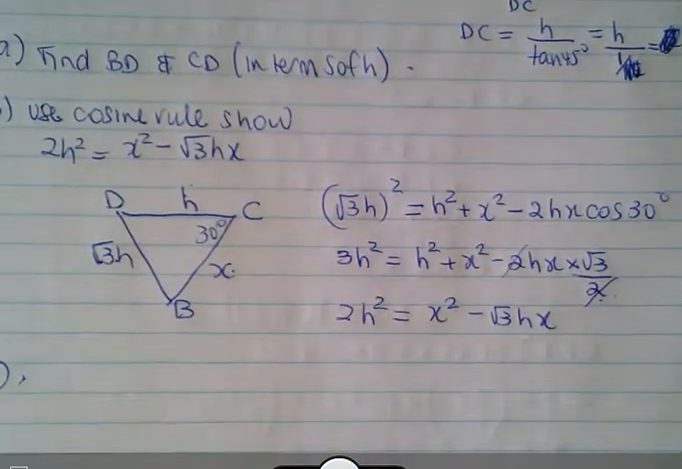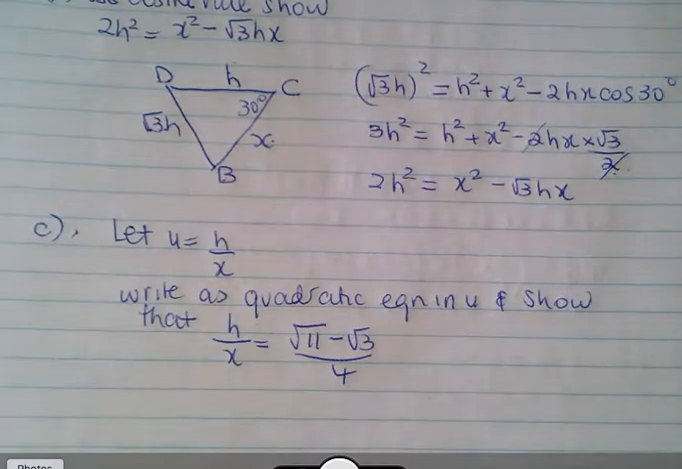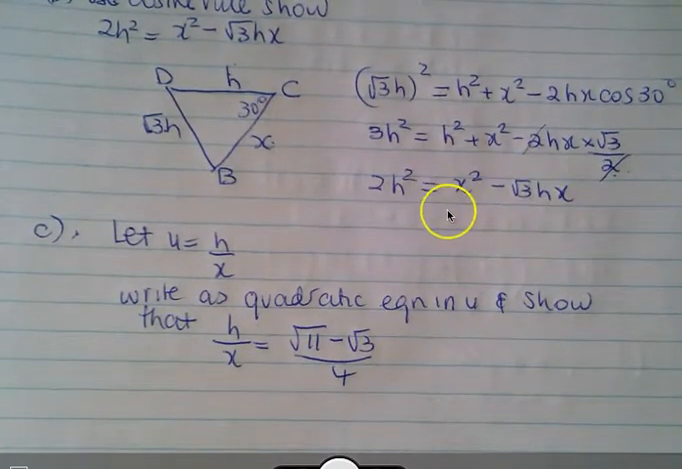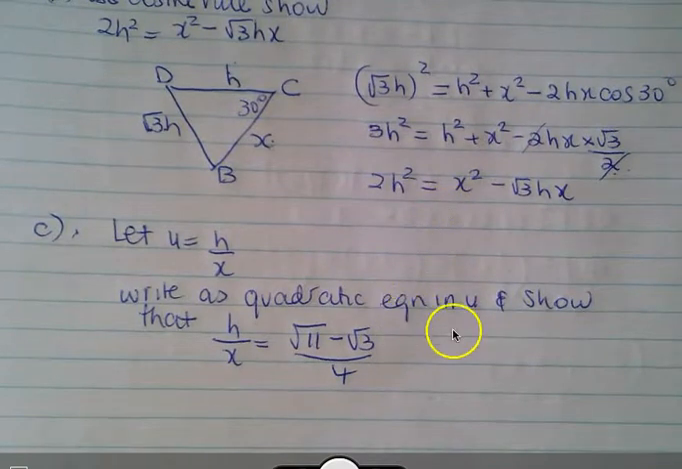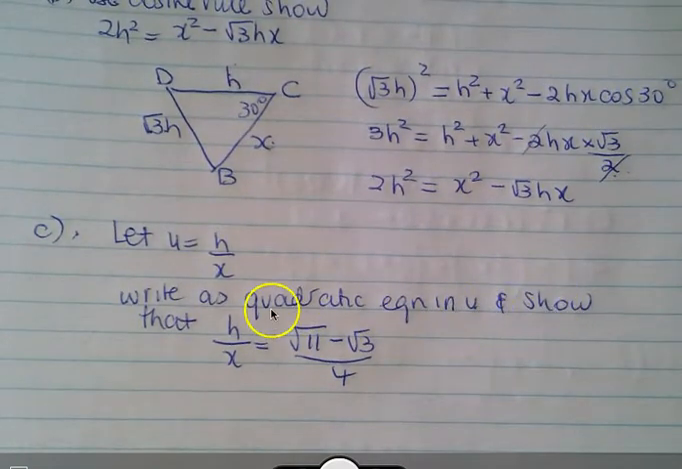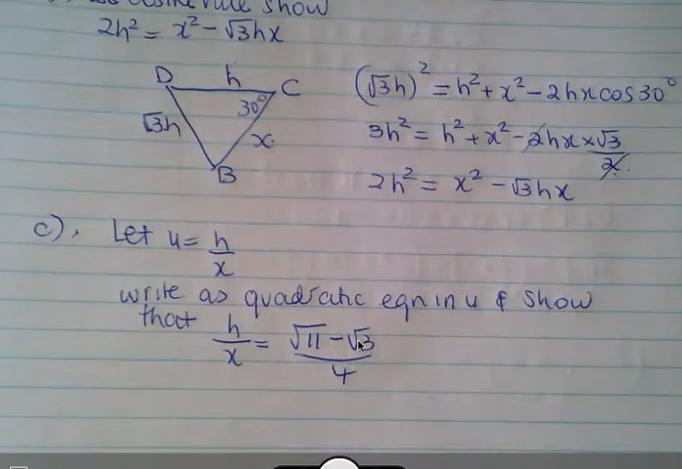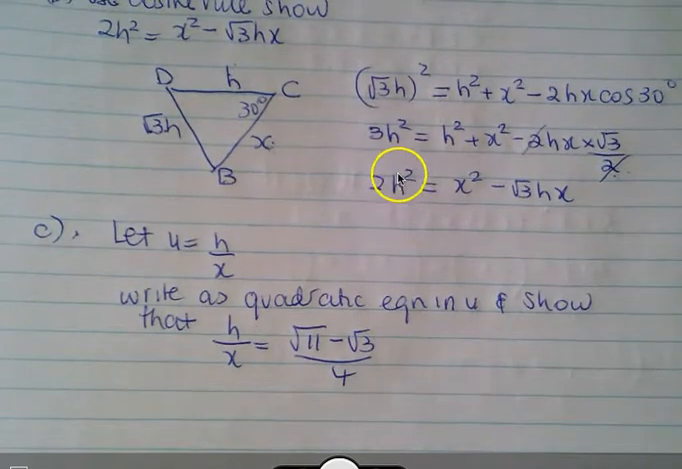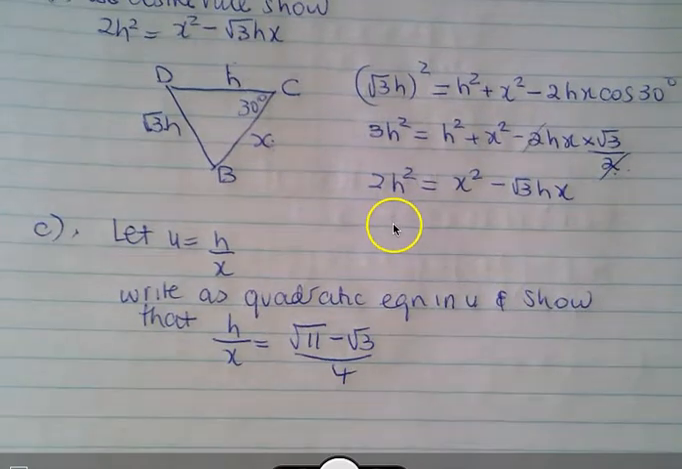Now for part C. Was everyone okay with those bits? Let u equal h over x. Write your answer to part B as a quadratic equation in u, and show that h over x equals that. Now, at the moment, I can't see any h over x's, can you? How could you get h over x? You'd have to divide by x. You need to divide by x squared, actually. Because if I divide through by x squared, I'll get h squared over x squared, which is u squared. And that's going to give me my quadratic equation in u.